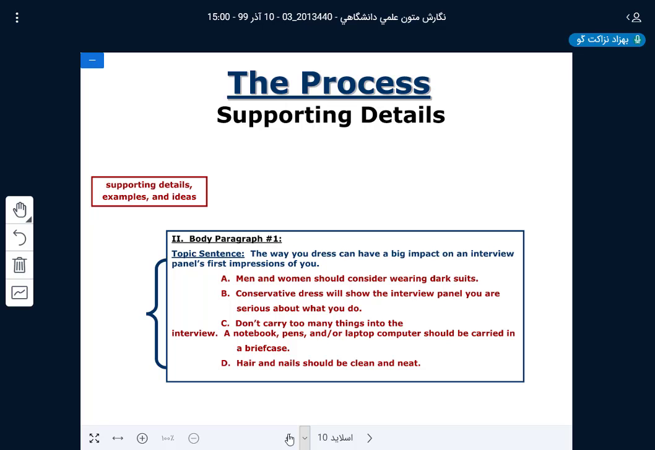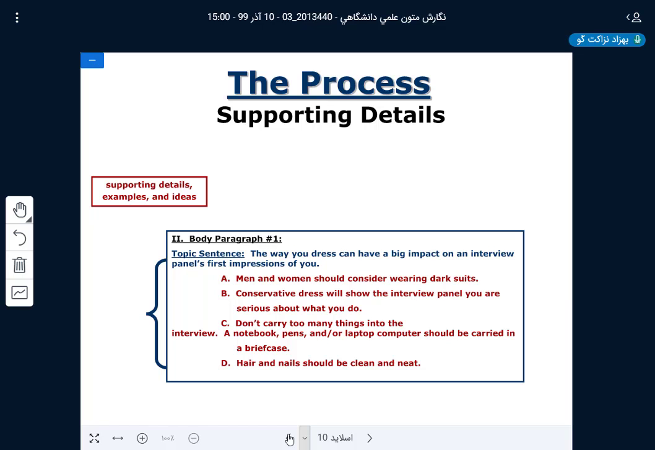Conservative dress will show the interview panel you are serious about what you do rather than putting on casual dress. If you put on conservative dress, they see that you are a serious person, you consider everything when you are doing. Don't carry too many things into the interview. For example, never take your notebook, pens, keys, a bag, a lot of things. A notebook, pens, or laptop should be carried in a briefcase. So don't take books with yourself. Be very tidy and do not take too many things with you.